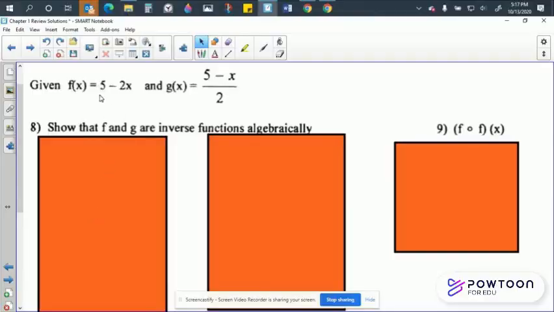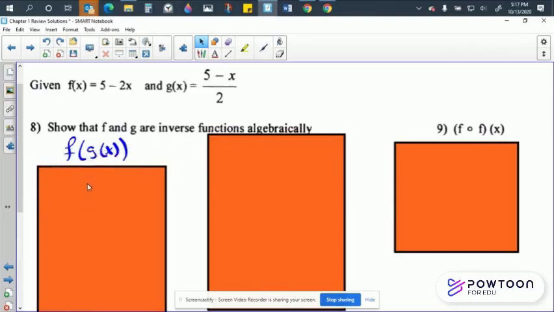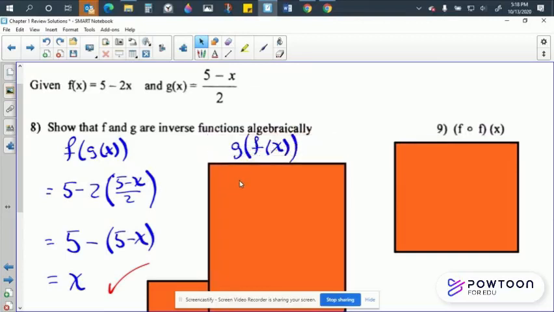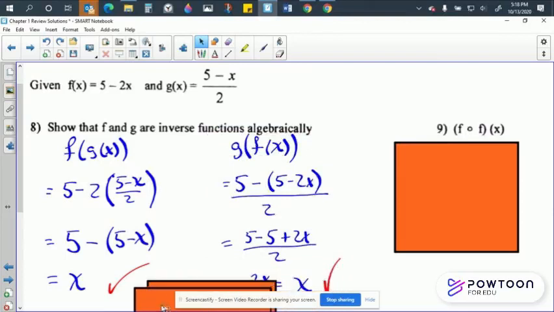Okay, now we're given two functions, f of x and g of x. To show that they are inverses of each other algebraically, we are going to find f of g of x. Now, some of you in class today were finding the inverse of f and seeing that it equaled g of x, and taking the inverse of g of x and seeing if the answer was f of x. But instead of doing it that way, you can just find f of g of x, and we find the solution does come out to equal x, and then we have to find it the other way. So find g of f of x and simplify that, and make sure that also simplifies to x. And they both do simplify to x.